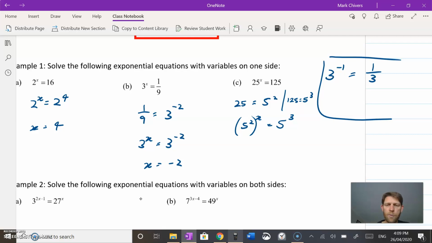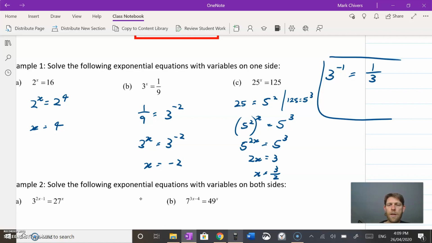So let's just deal with our usual index laws here, and when we have a power to a power we multiply, so it's going to be 5 to the 2x equals 5 to the 3, which means the only way this is going to hold true is if 2 times x equals 3, which means that x equals 3 divided by 2. I divided both sides by 2.